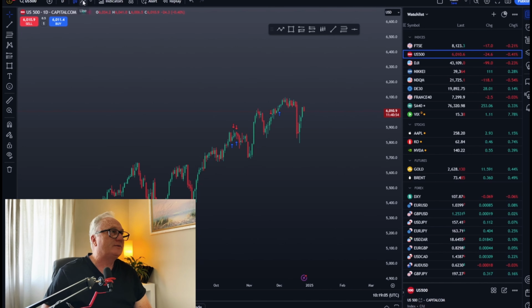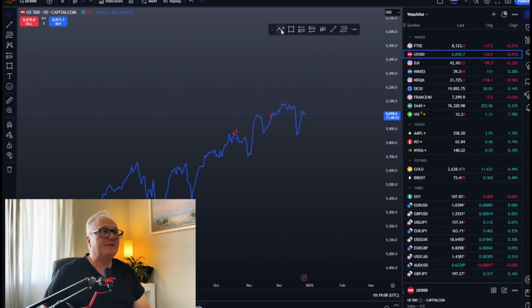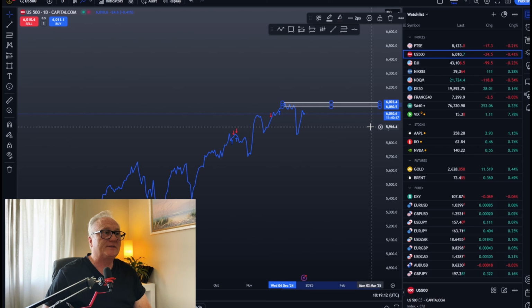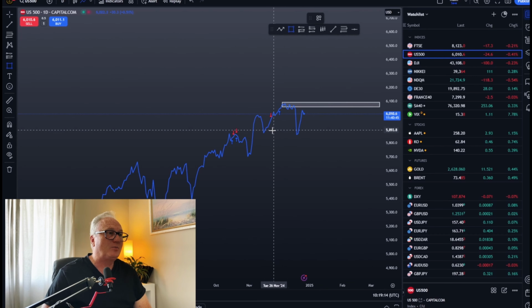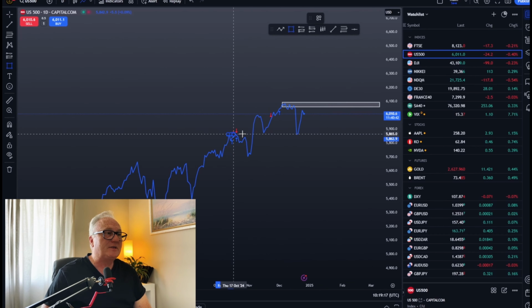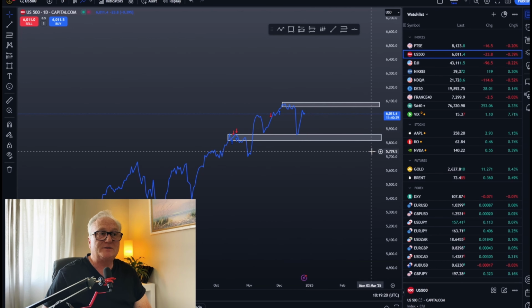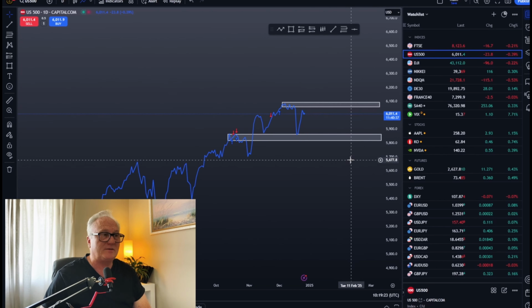Now, what we do is we take it to a line chart. When you're on a line chart, you look for a resistance. There's your resistance. You take your resistance, you draw it in. You look for a support. Where's the support? And the reason we use a line chart, guys, is because it's closing prices, not highs and lows.